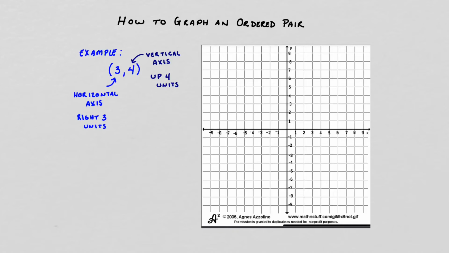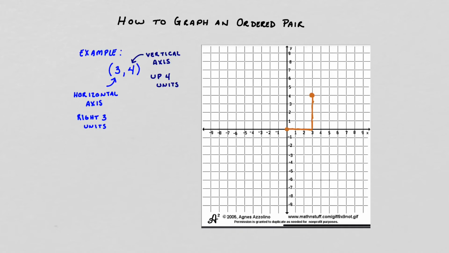So how does this look visually? Well, if we start at the origin, we're going to go to the right 3 units, and then from there we're going to go up 4 units. And as you can see, it takes us back to the same location that we had arrived at from our previous attempt.